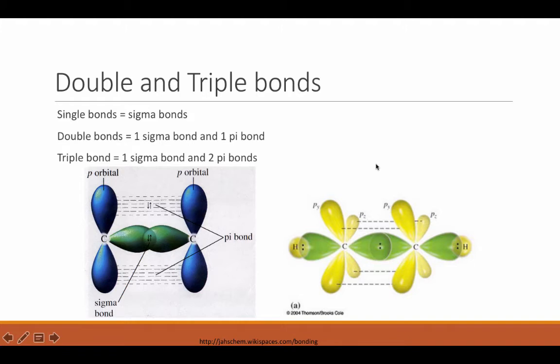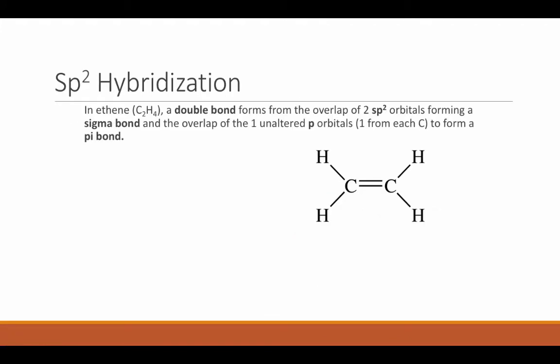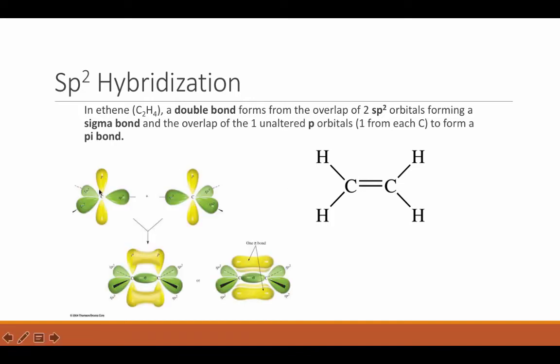Recall that when we have sp2 hybridization, we're left with one unaltered p orbital. This will allow us to form a double bond. Consider the double bond between the two carbons on this molecule here. Since each carbon has a trigonal planar geometry, we know that each carbon will form sp2 hybrid orbitals to give us three equivalent orbitals. This is shown here.